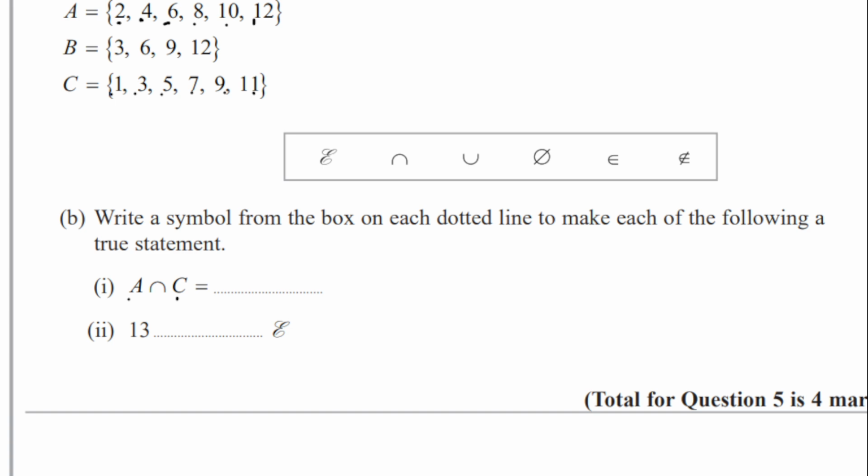This is an empty set. The empty set is this sign. So this is what we write here. It's called empty. When there is no intersection, it's this sign.